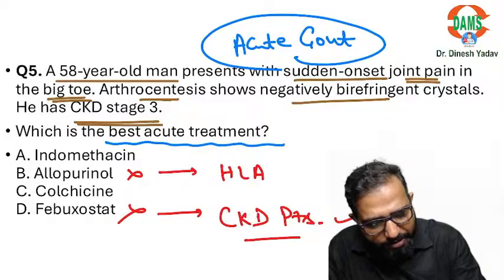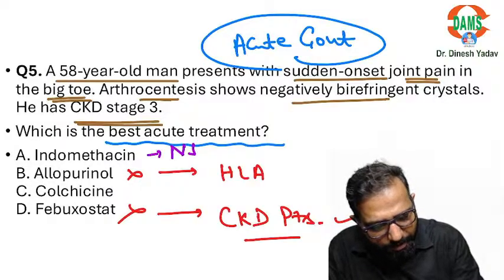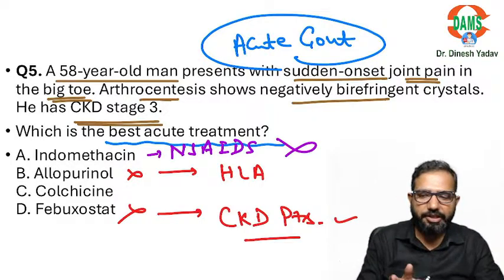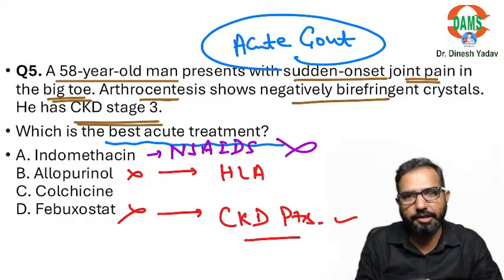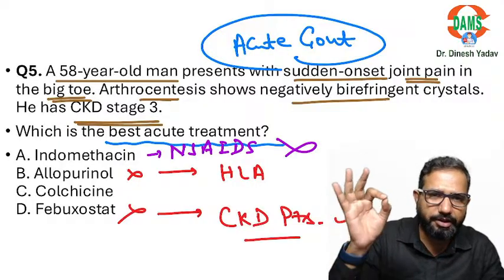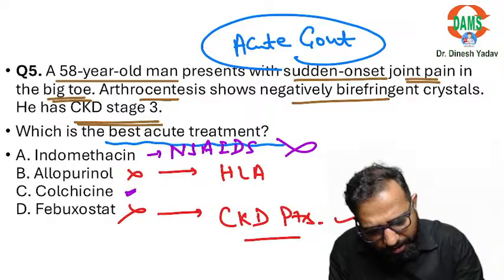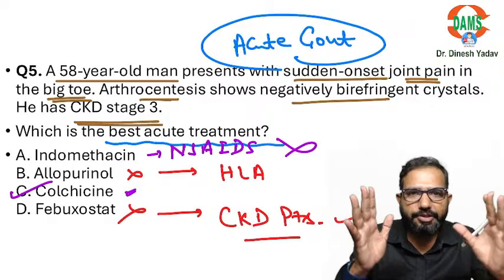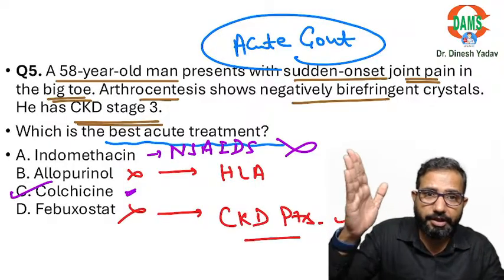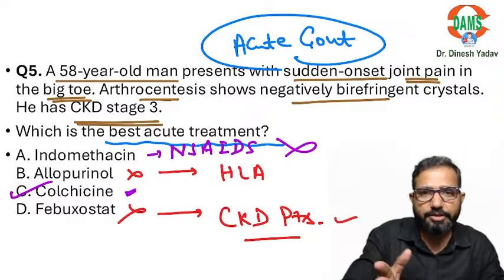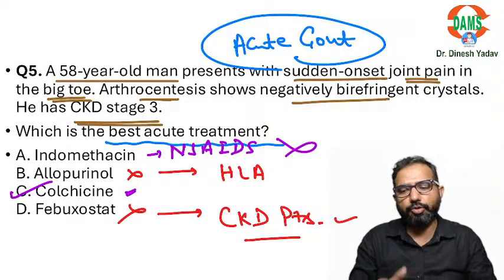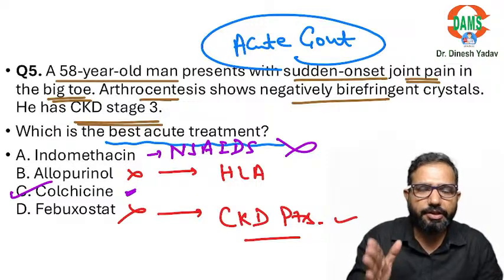Indomethacin is one of the NSAIDs. NSAIDs are not to be used in CKD stage 3 kidney patients. You will never use indomethacin. So in acute severe gout, colchicine is the best drug. Even though it is not a 100% risk-free drug, in these patients this is the best selection of drug. So colchicine is the best drug in these patients.